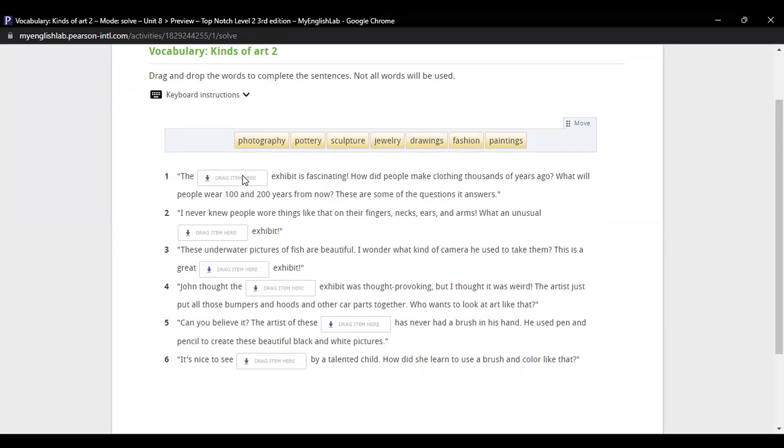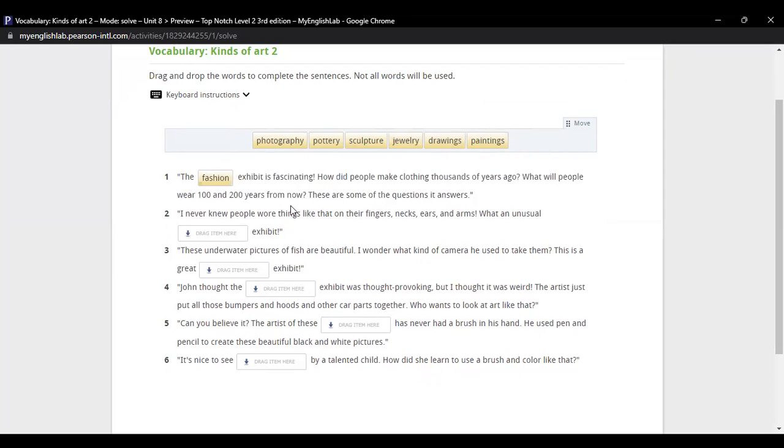Now, tell me, what is the kind of art over here? Fashion, yes, fashion. That's correct. The fashion exhibit, that's correct. I never knew people wore things like that on their fingers, necks, ears, and arms. What an unusual jewelry exhibit. That's correct, jewelry exhibit.